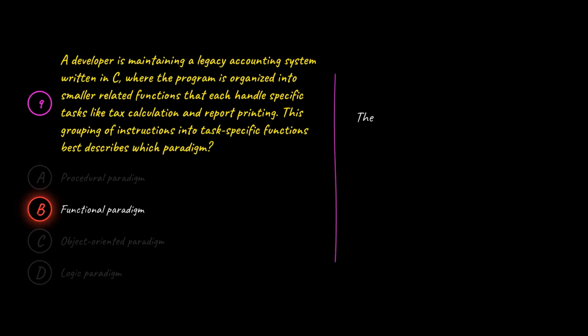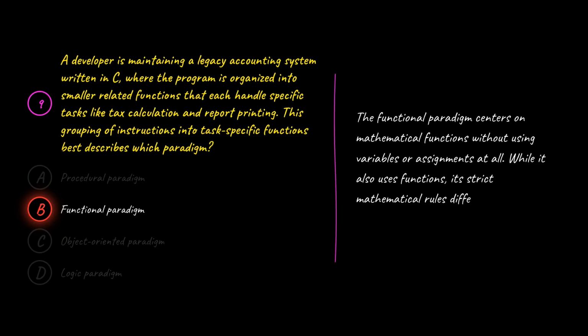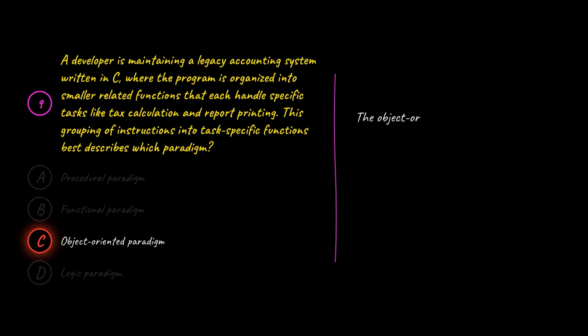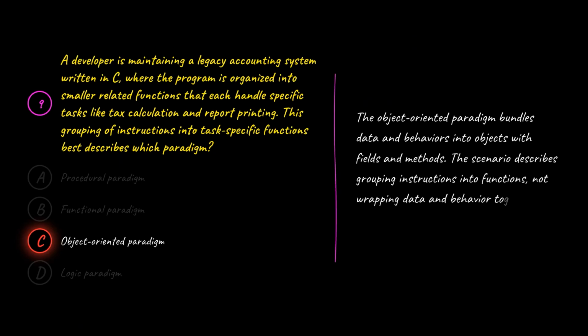B is wrong because the functional paradigm centers on mathematical functions without using variables or assignments at all. While it also uses functions, its strict mathematical rules differ from the loose task grouping style seen in procedural C code. C is wrong because the object-oriented paradigm bundles data and behaviors into objects with fields and methods. The scenario describes grouping instructions into functions, not wrapping data and behavior together inside reusable object blueprints.